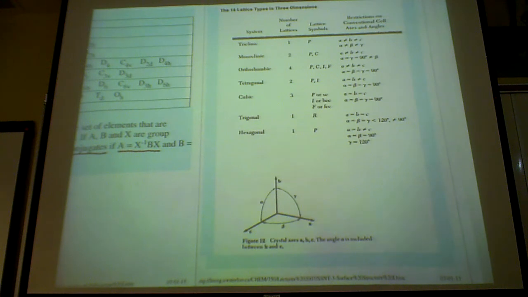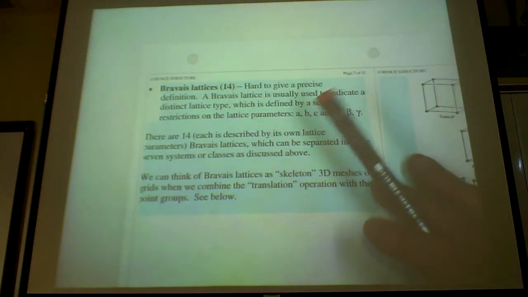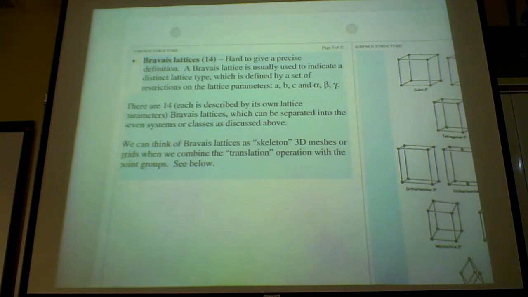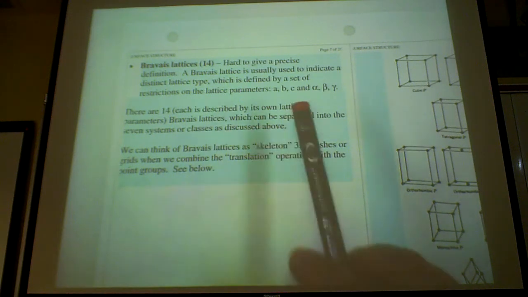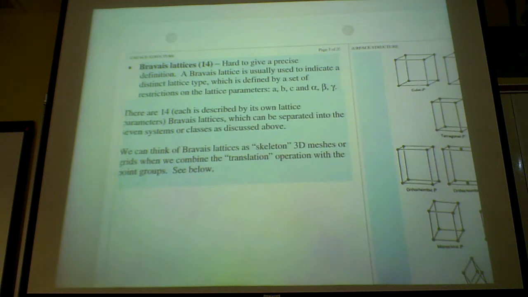Once you define this lattice group, you can generate something called Bravais lattice. It is very difficult to find a definition. It's kind of like this. This is the so-called Bravais lattice. Let me talk about it in words first. A Bravais lattice is usually just a way to indicate the skeleton. Think of it as a skeleton unit cell, the skeleton of your crystal. It indicates a distinct lattice type, with restrictions on the lattice parameters A, B, and C, just like what we defined for the groups, the relations among the lattice vectors. And there are 14 of these Bravais lattices or lattice types.